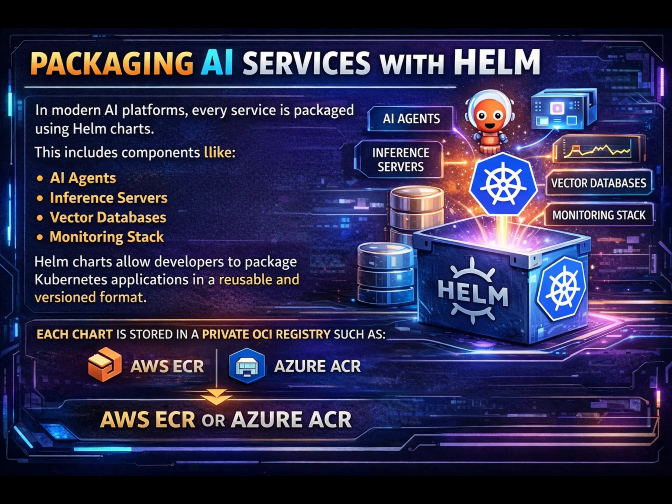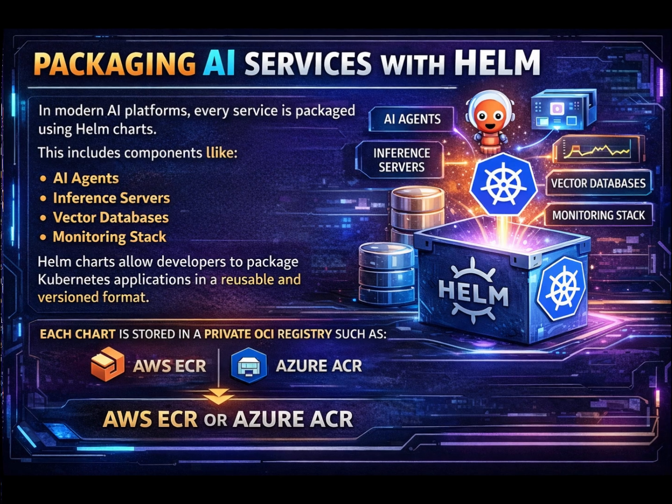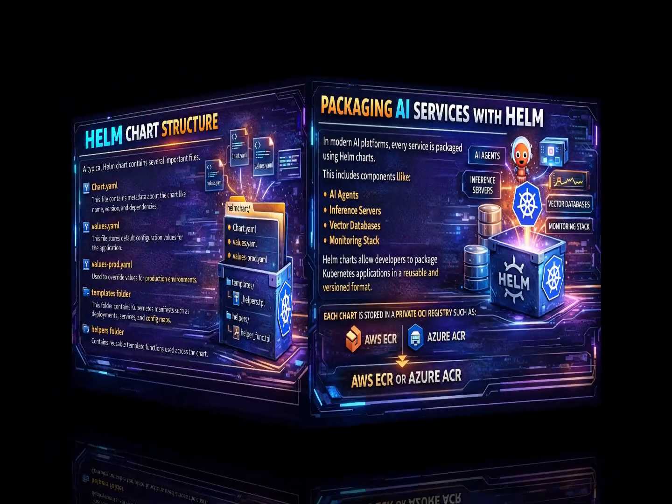In modern AI platforms, every service is packaged using Helm charts. This includes components like AI agents, inference servers, vector databases, and monitoring stack. Helm charts allow developers to package Kubernetes applications in a reusable and versioned format. Each chart is stored in a private OCI registry, such as AWS ECR or Azure ACR, making it easy to manage versions and deploy consistently.